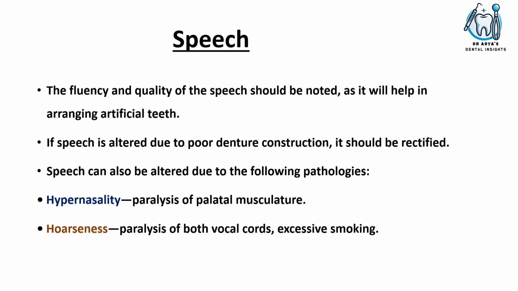Coming to the speech of the patient. The fluency and quality of the speech should be noted as it will help in arranging artificial teeth. If speech is altered due to poor denture construction, it should be rectified. And speech can also be altered due to the following pathologies. Hypernasality occurs with paralysis of palatal musculature. Then hoarseness of the voice occurs with paralysis of both vocal cords or excessive smoking.